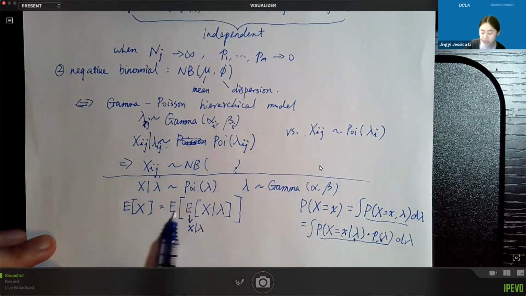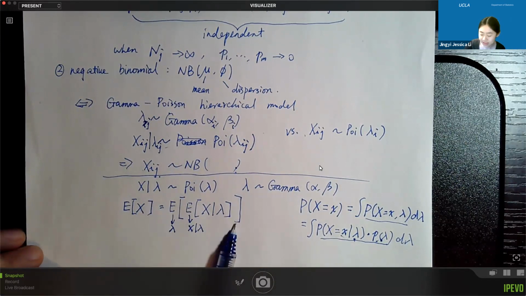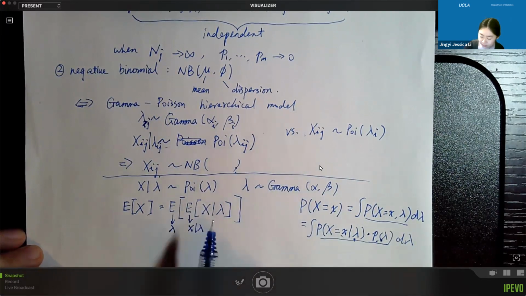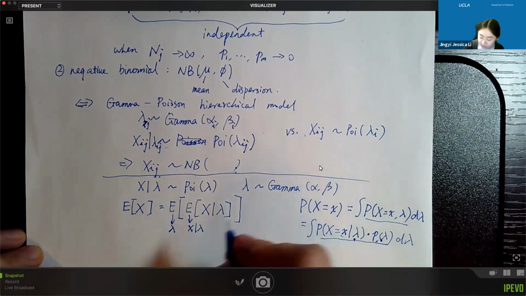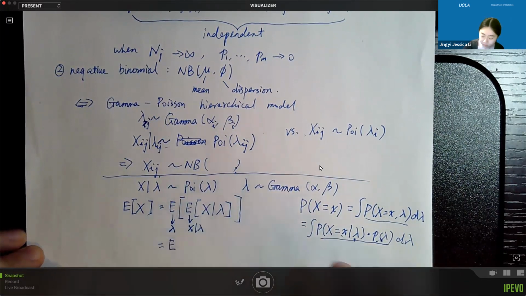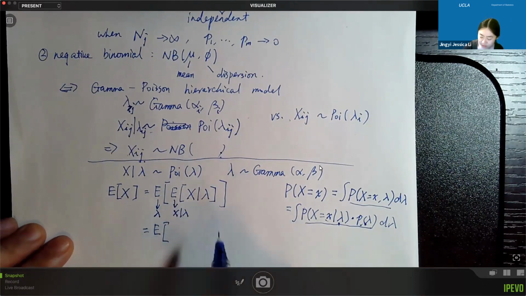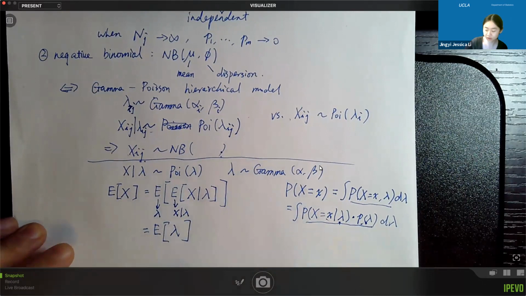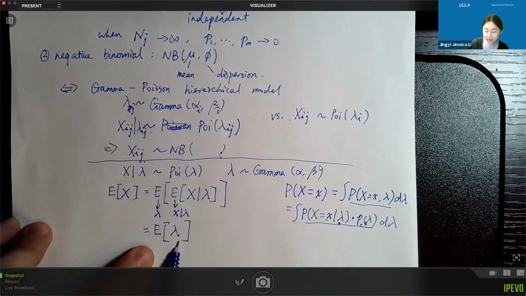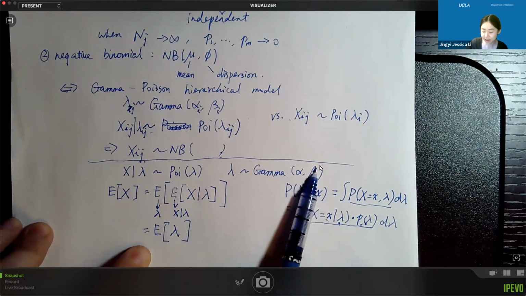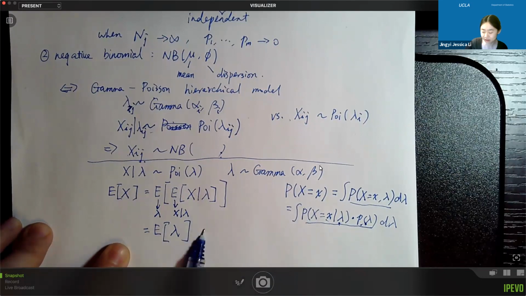So this is what we call the Taylor rule. You can actually very naturally see what this is, right? Given that the inner one is known to be Poisson, and we know that given lambda, this expectation is lambda, we get the expectation of lambda. So it ultimately becomes the expectation of a gamma with alpha, beta. That will be how we can calculate this expectation.